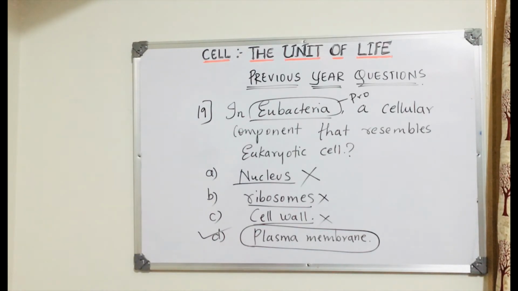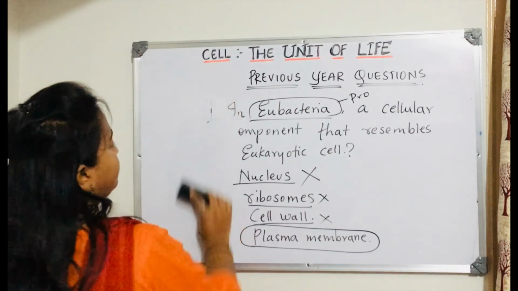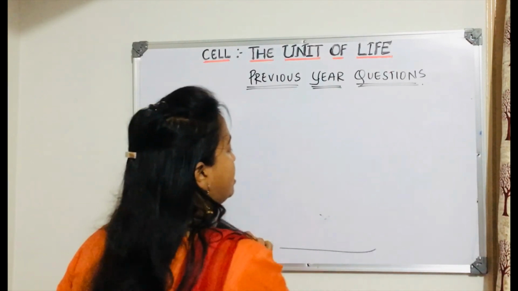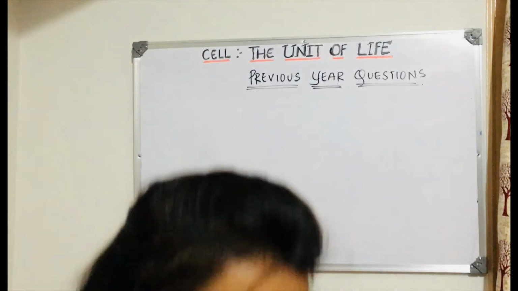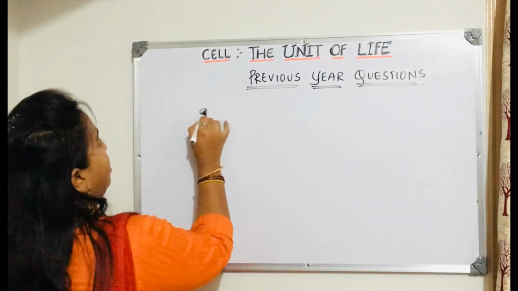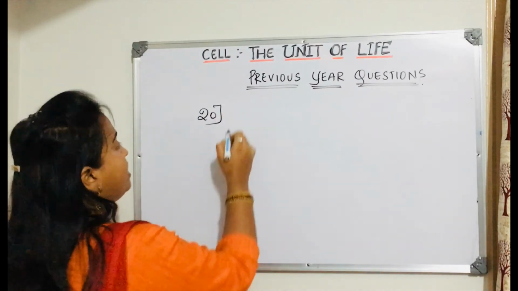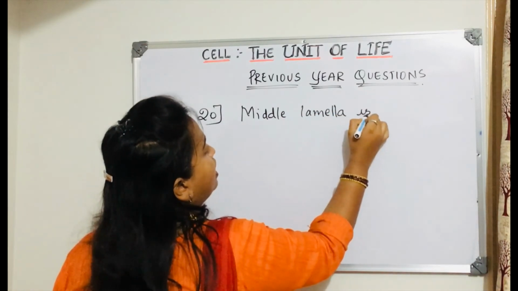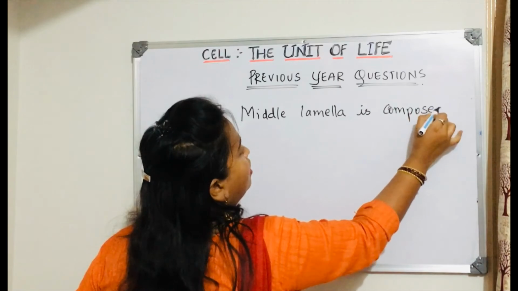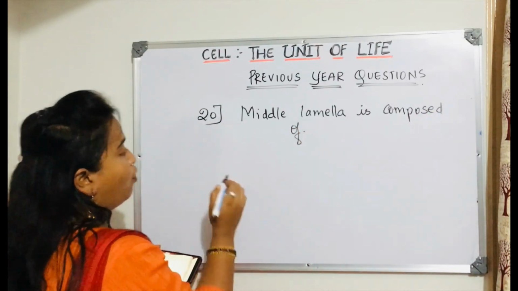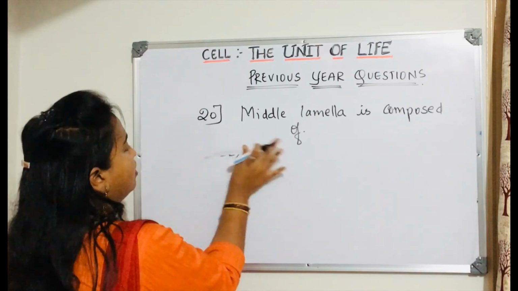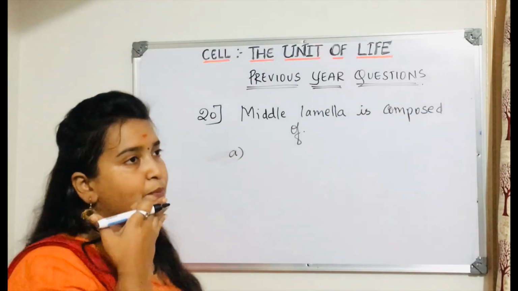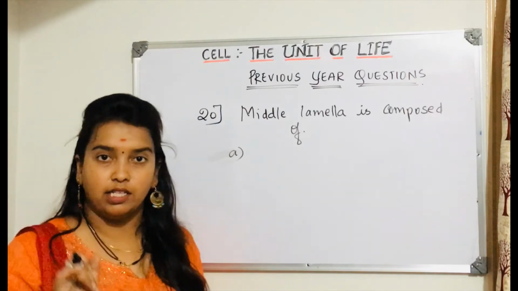Question number 20. It's taking more time for me to write an answer, but I'm not getting any other option. Okay, question number 20: middle lamella is composed of. It's made up of what? No need of options. We have already done this in the minerals chapter.